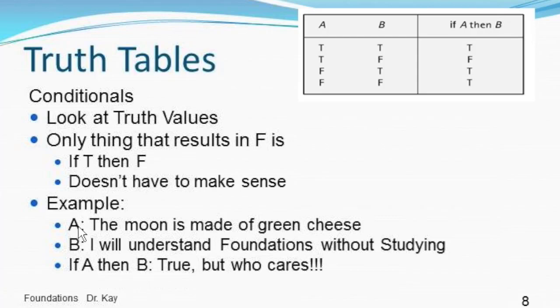So for example, if statement A is the moon is made of green cheese, and statement B is I will understand foundations without studying. Well, if the moon is made of green cheese, then I will understand foundations without studying. That is a true statement. This implication is true because the moon isn't made of green cheese, but who cares, right? It doesn't actually tell us anything we need to know.